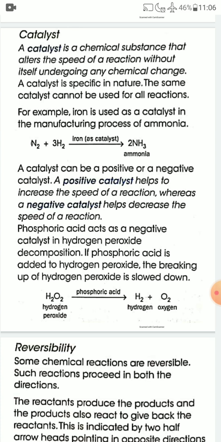For example, in the manufacturing process of ammonia from hydrogen gas and nitrogen gas, iron catalyst is used. Here iron acts as a positive catalyst, that is iron increases the speed of the reaction for the manufacture of ammonia from nitrogen and hydrogen gas. So the reaction is N2 plus 3H2 arrow 2NH3, 2 ammonia molecules. And you have to write the name of the catalyst just above the arrow. So you have to write iron as catalyst.